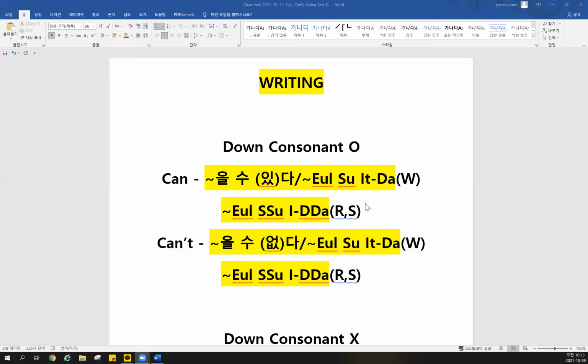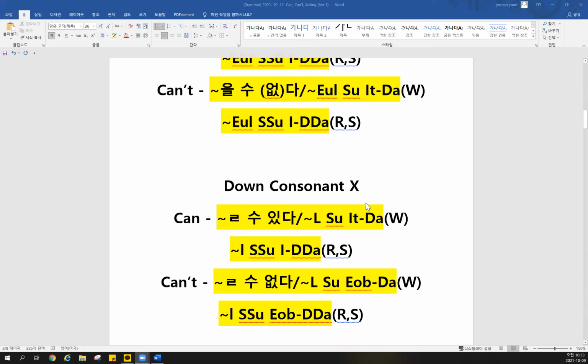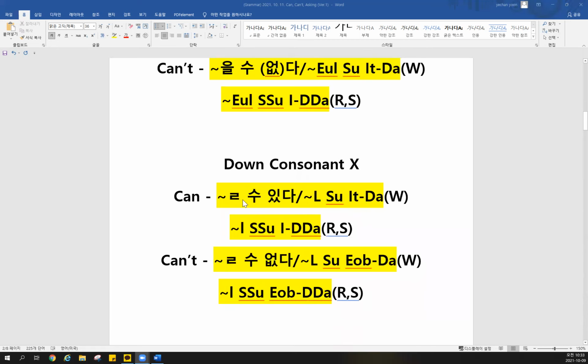All right, then what if they don't have a down consonant? You can just plus 르, 라. So, blah blah 수 있다. Okay, slow down. Blah blah, plus 르. We don't have an L or R sound, okay? Just 르. So, blah blah 수 있다.